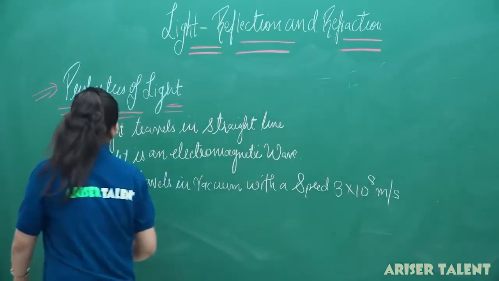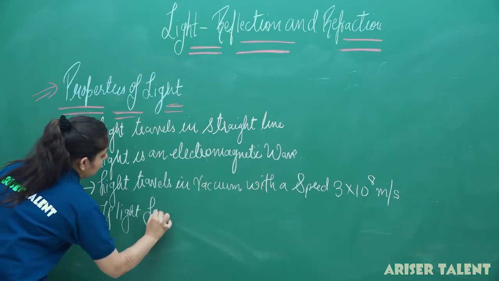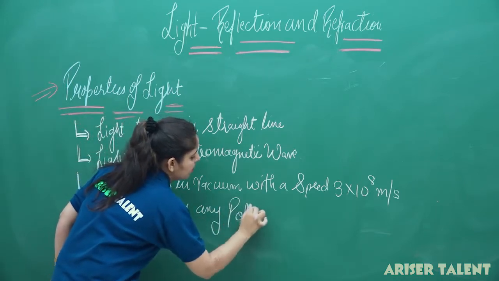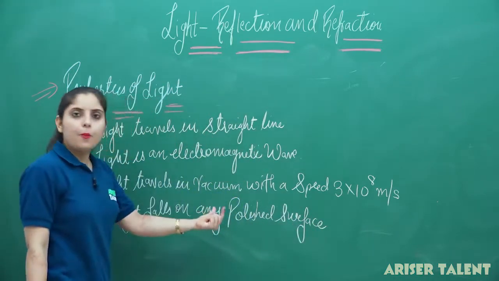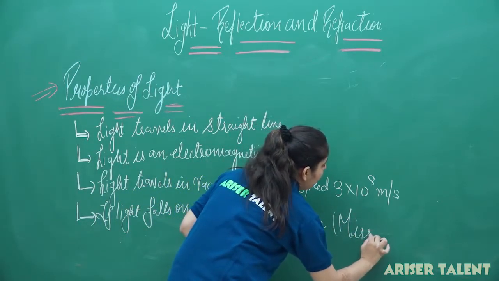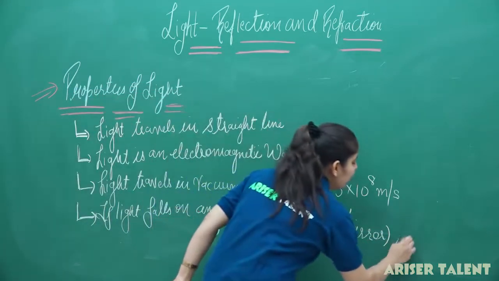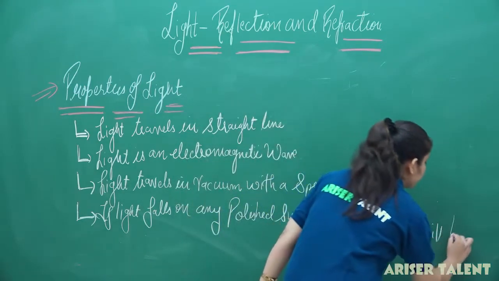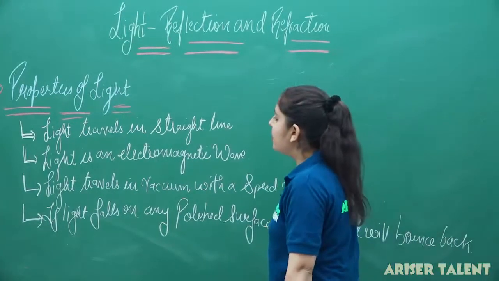Next one is, if light falls on any polished surface, suppose I am saying that the polished surface is a mirror. If light is falling on any polished surface like a mirror, it will bounce back. This phenomenon is reflection, that we will discuss in our further lectures. It will bounce back. So this is one of the important properties of the light.